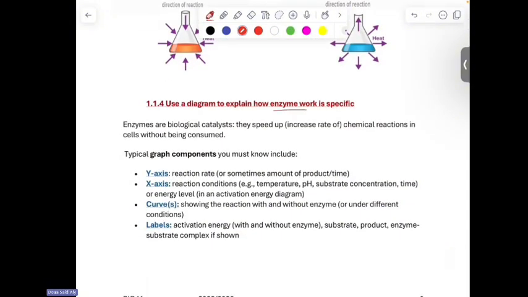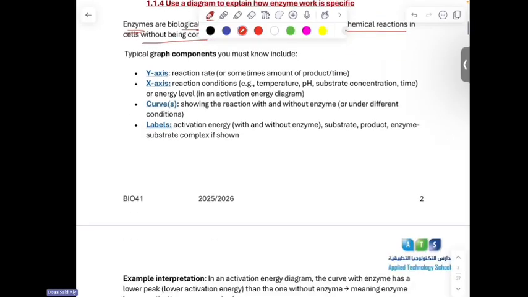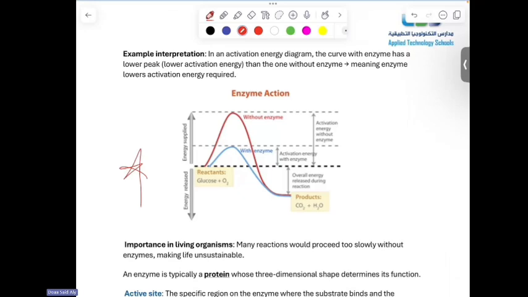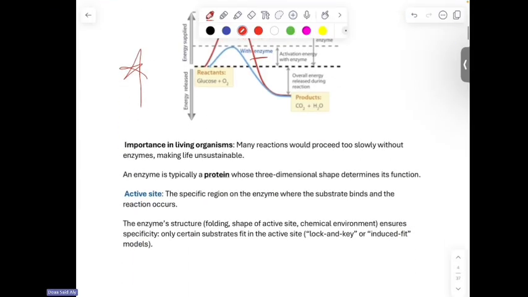Regarding the enzymes, enzymes are biological catalysts. They speed up the rate of the chemical reactions without being consumed or used up. Then this diagram is very important. This graph represents the reaction without the enzymes and with the enzymes. Without the enzymes, the reaction needs more activation energy than the reaction with the help of the enzymes. Of course, enzymes are made up of proteins.